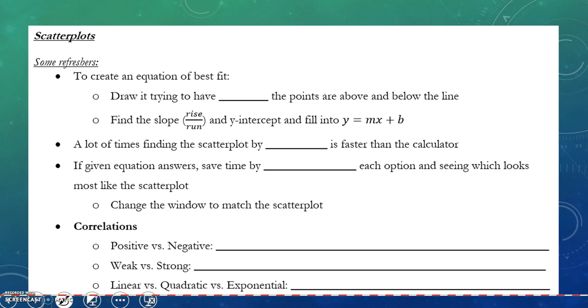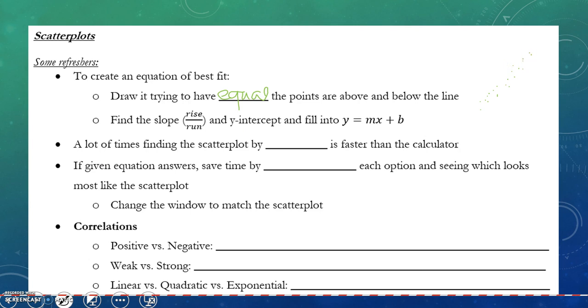So today we're going to review scatter plots. So some refreshers. To create an equation of best fit, you want to make sure that when you're drawing a line of best fit, you have equal points above and below the line. So you'll have a bunch of dots, and it's going to form some kind of trend.